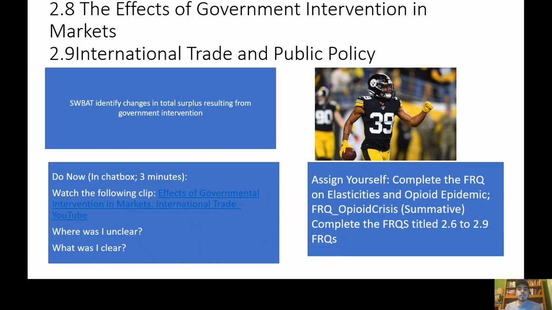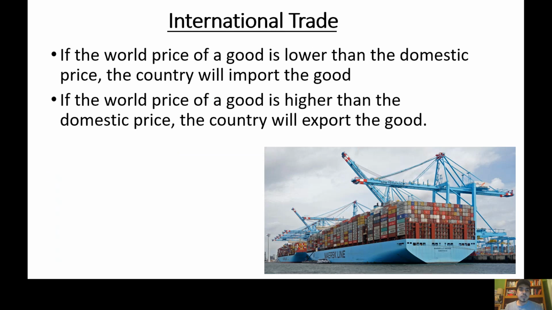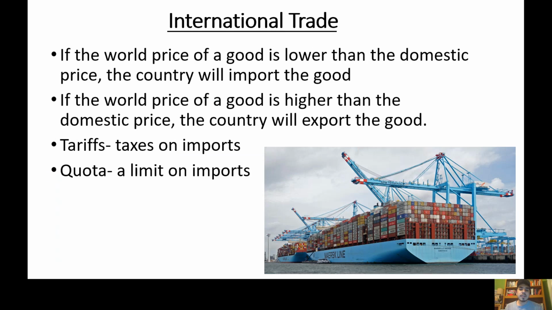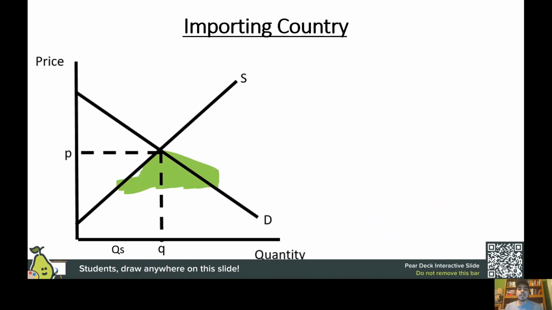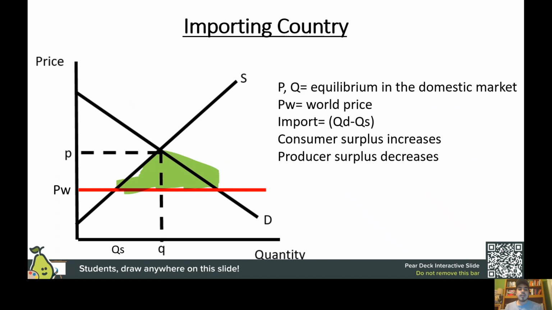the concepts of consumer and producer surplus to picture the effects of tariffs on social welfare. Specifically, here's some things that we need to get straight. So tariffs, just a quick definition, are taxes on imports, and quotas are a limit on the number of imports.